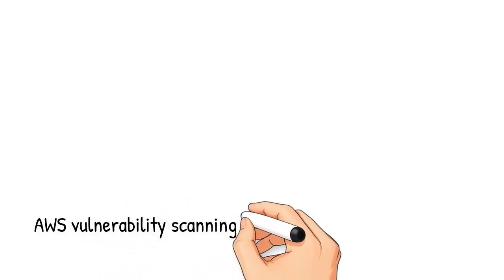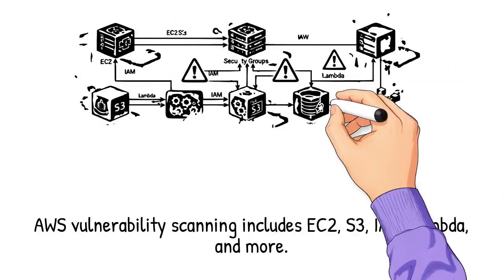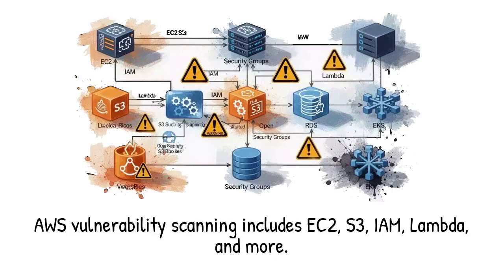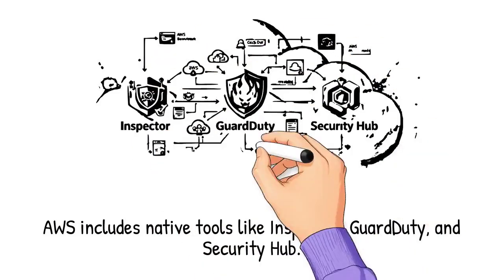AWS environments require scanning of EC2 instances, S3 buckets, IAM roles, security groups, Lambda functions, RDS databases, EKS clusters, and CloudTrail logs. Common issues include public S3 buckets, over-permissive IAM policies, open security groups, unencrypted volumes, and outdated AMIs. AWS also provides native tools like Inspector, GuardDuty, and Security Hub.